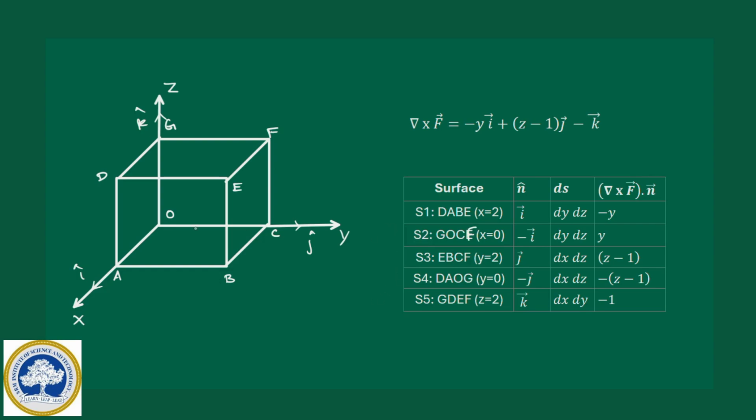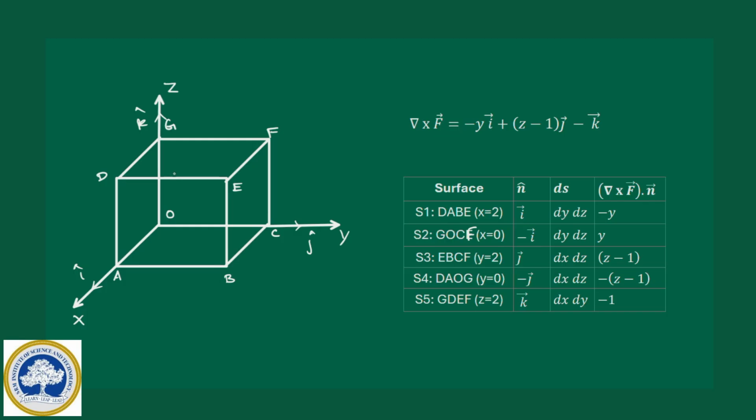And then S3 will be the right hand side surface, that is EBCF. And then S4 will be the left side portion, that is DAOG. And then the top portion is GDEF. So all these 5 surfaces we have to consider.